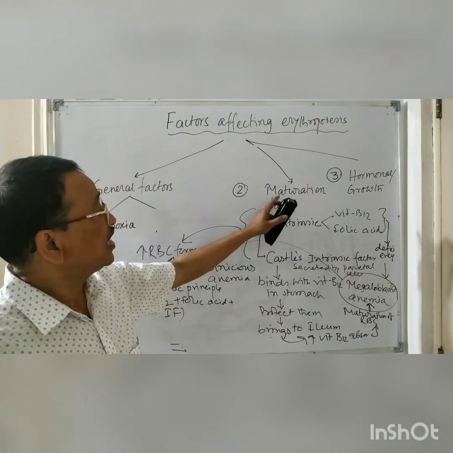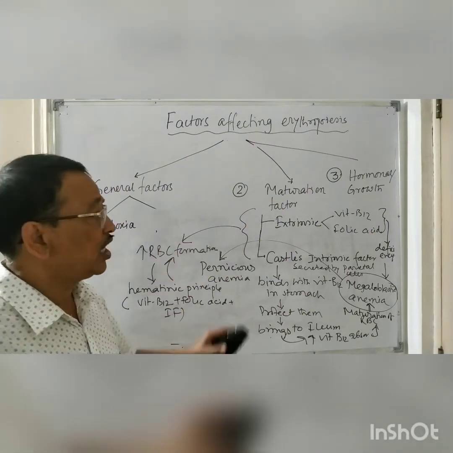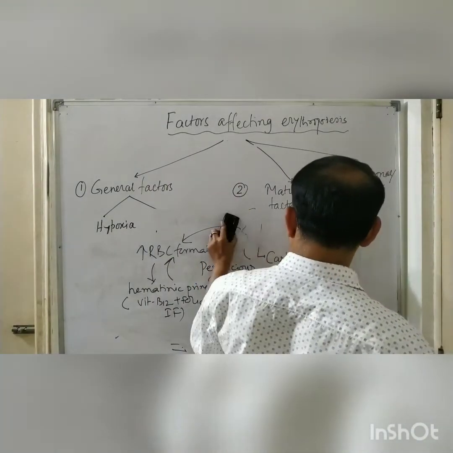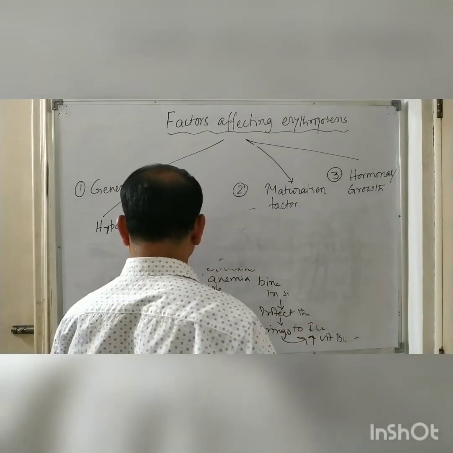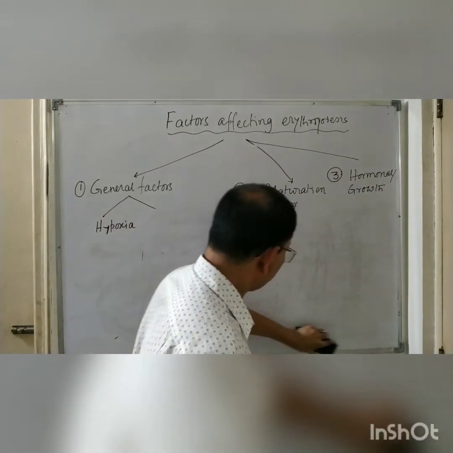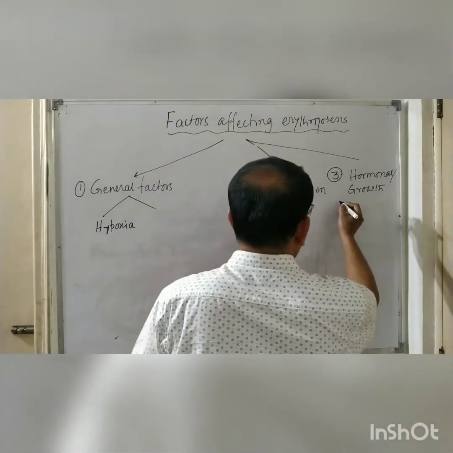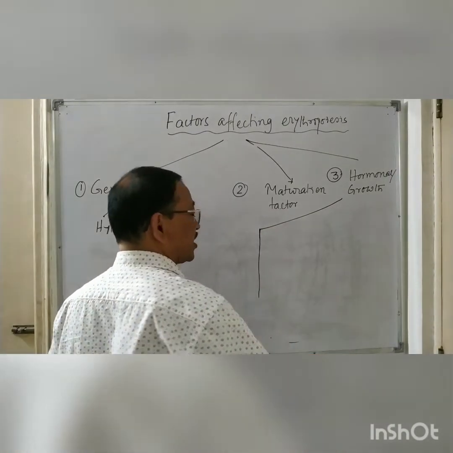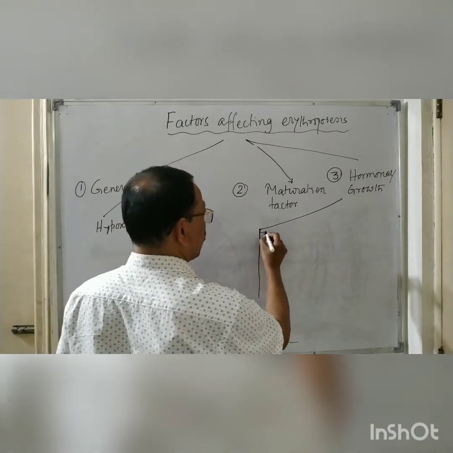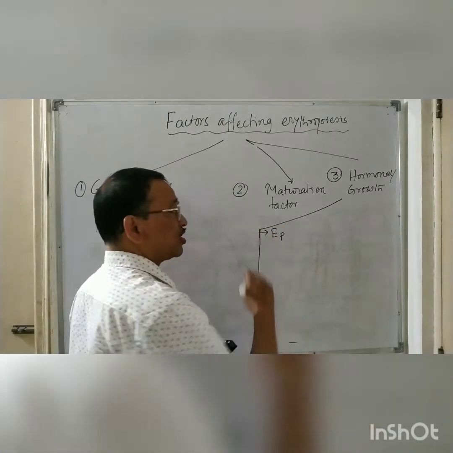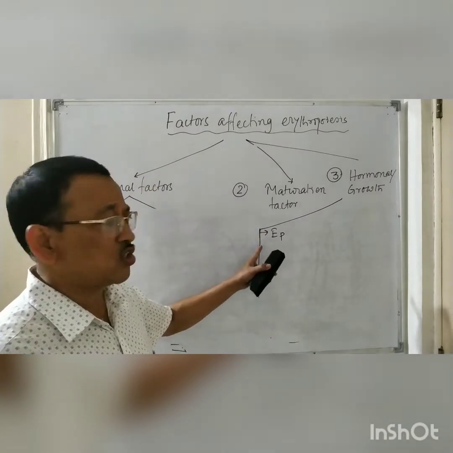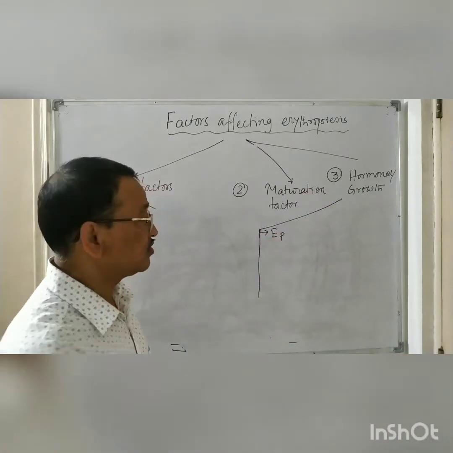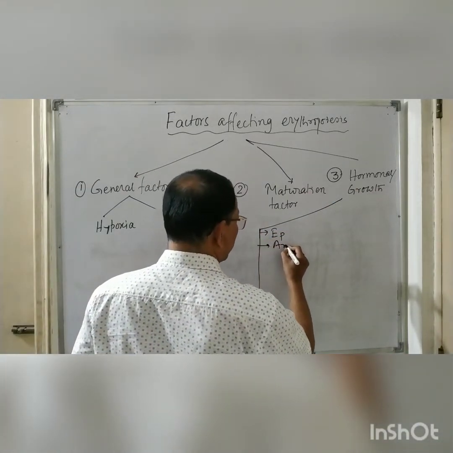The second category of factors that influence erythropoiesis is the hormonal factors or the growth factors. There are different types of hormonal factors or growth factors. The first one is erythropoietin, which I already talked about. Erythropoietin increases the RBC formation, and as it is a hormone, it can be included under the hormonal factors. The second one is the androgen.